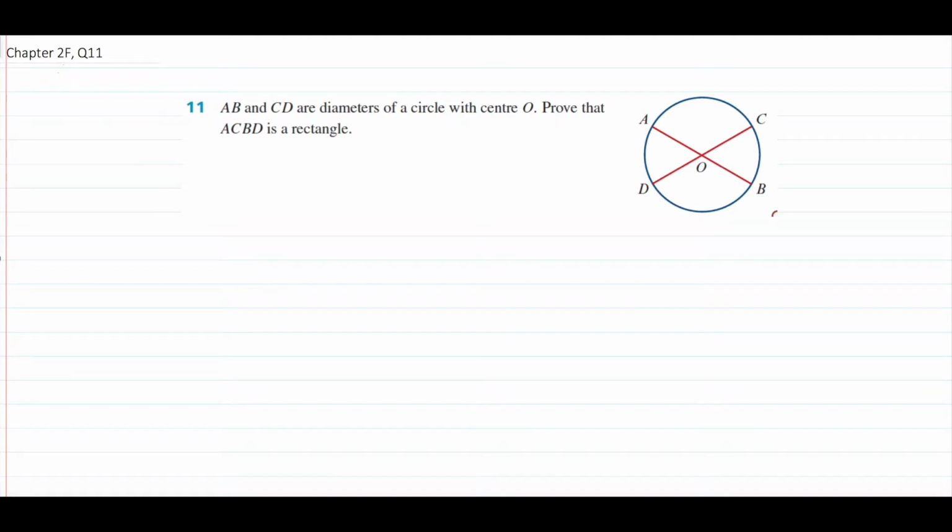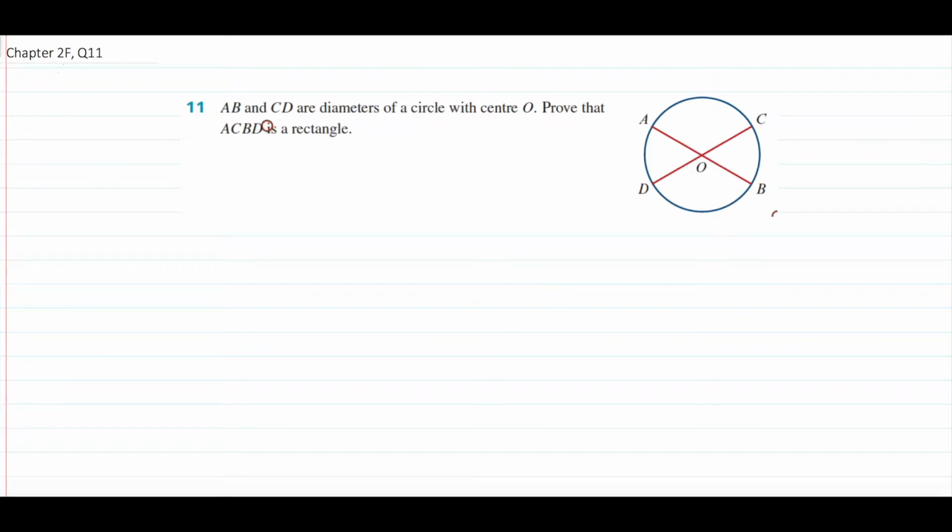I hope you're having a great day because today we are doing question 11 from chapter 2F. So this is the vector proof chapter and many students absolutely despise this chapter. But hopefully after watching this video, it shouldn't be too much of a problem for you, or it should make you like vector proof just a little bit more. Anyway, let's get into the question.